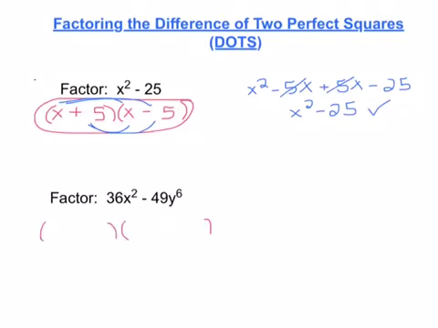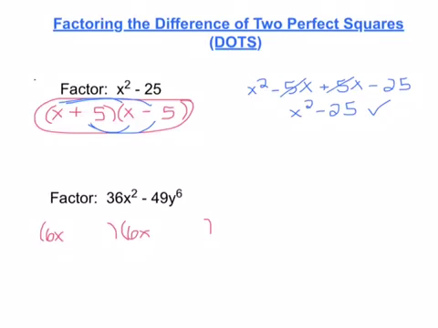And in the first spot in each parenthesis, okay, we're going to put what the square root of this first term is. So the square root of 36 is 6, and the square root of x squared is x. So there we go. All right, and then in the second spot in each parenthesis, we're going to put what the square root of the second term is.